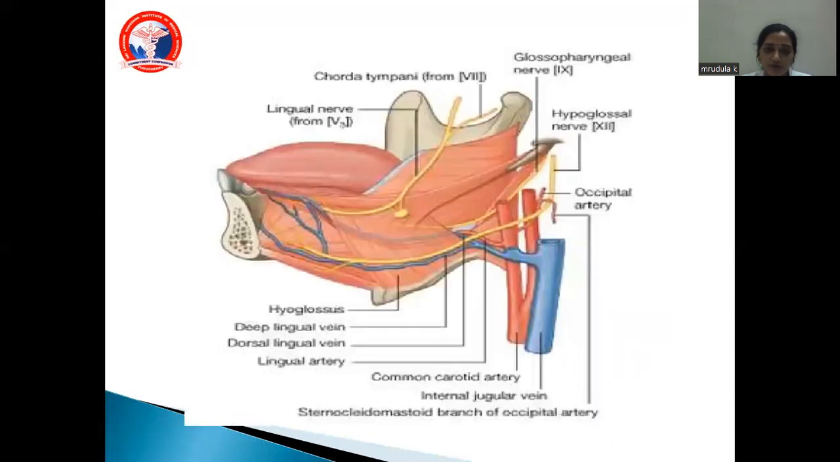So here you can see the lingual veins, the dorsal lingual vein and deep lingual vein. These run along the lingual vessels, the lingual artery. This is the dorsal lingual vein, and this is the deep lingual vein in relation to the hyoglossus muscle. They combine, and this is the common carotid artery. They combine, and finally they drain into the internal jugular vein.